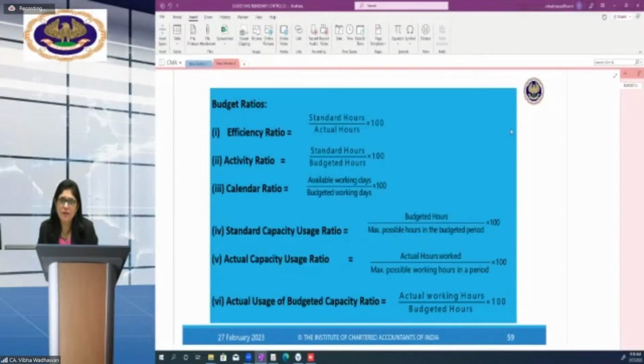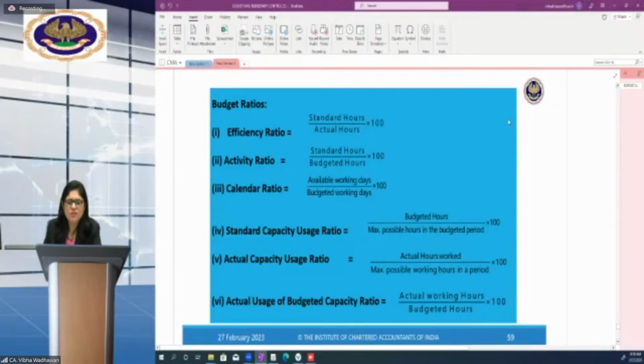Similarly, actual capacity usage: how many actual hours are worked in proportion to the maximum possible working hours. So if the maximum possible working hours in a week is 48, 8 hours in a day and 6 days a week, Sunday we have to take off. So 48 hours are the maximum possible. Budget we have taken as 40 hours. We have not taken 48. Actual hours could be 42. Actual hours could be 36 also. So how many actual hours we have worked vis-a-vis the maximum possible hours during a week, right?